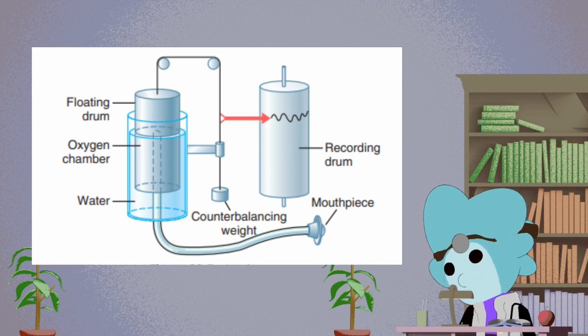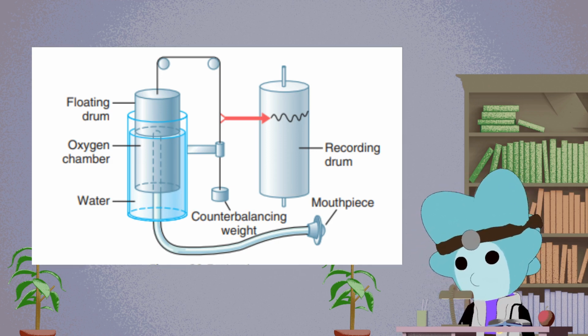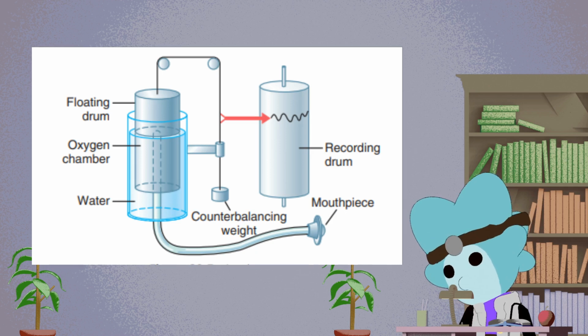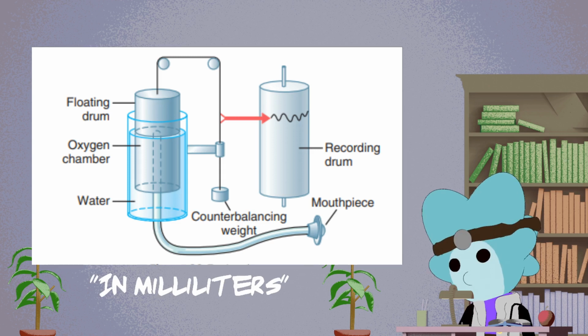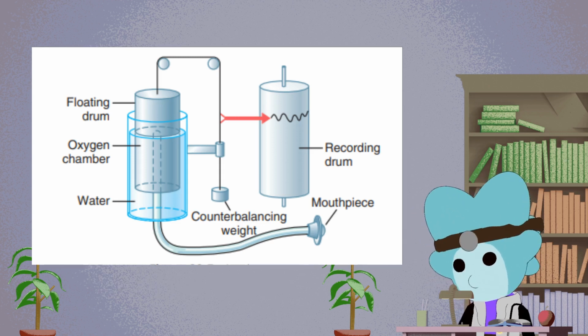When you breathe in, air from the oxygen chamber decreases, decreasing the air pressure necessary to resist this drum from falling to the bottom. The drum is attached to a string that connects to a recording drum that writes the present lung volume in millimeters based on the way you breathe.